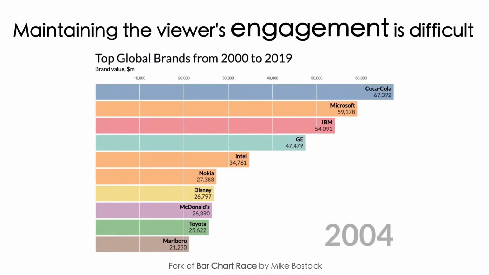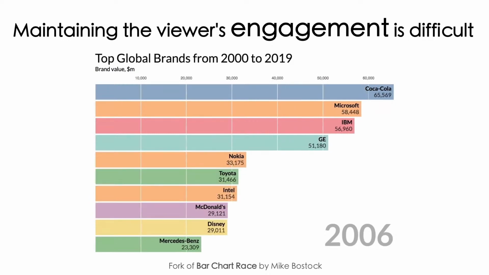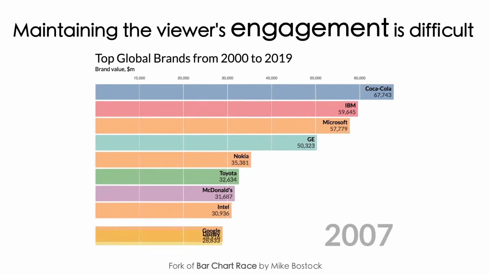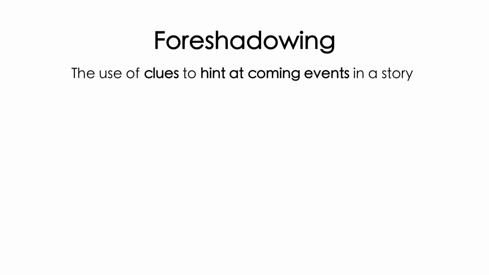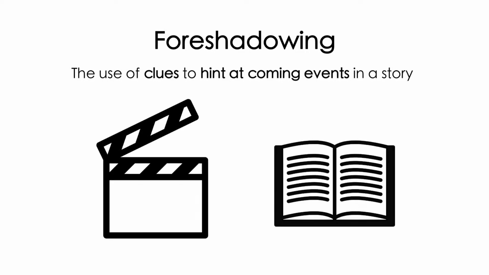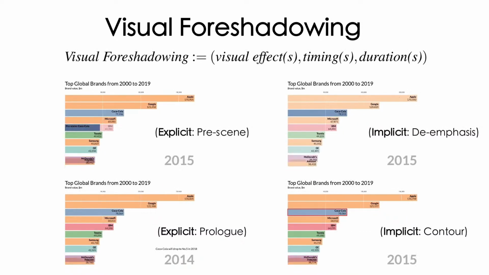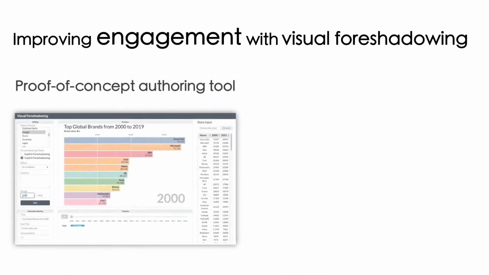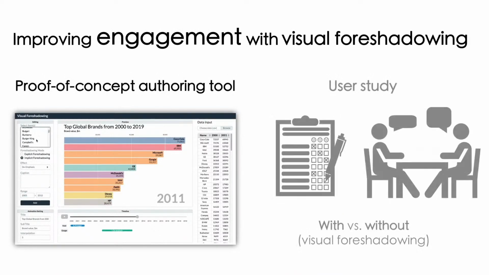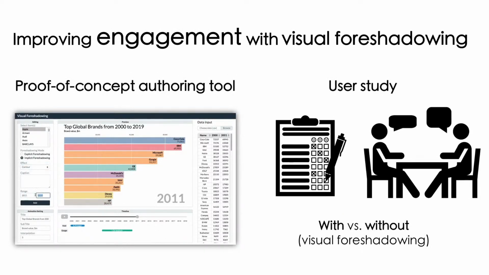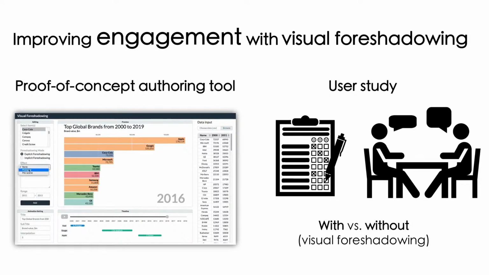A general audience is likely to become distracted during the ever-changing animated visualization and reluctant to consume the entire animation. Informed by the role of foreshadowing that builds expectation in film and literature, we formulate and apply visual foreshadowing on animated bar charts to improve engagement. In addition, we implement a proof-of-concept authoring tool and conduct a user study to learn the efficacy of engagement enhancement of our approach.